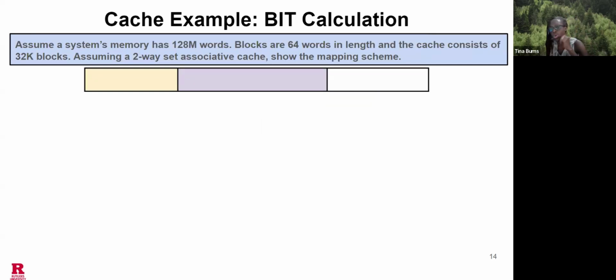All right, we're going to go ahead and continue with the rest of this. We're going to look at another example for determining the bit structure layout for cache.